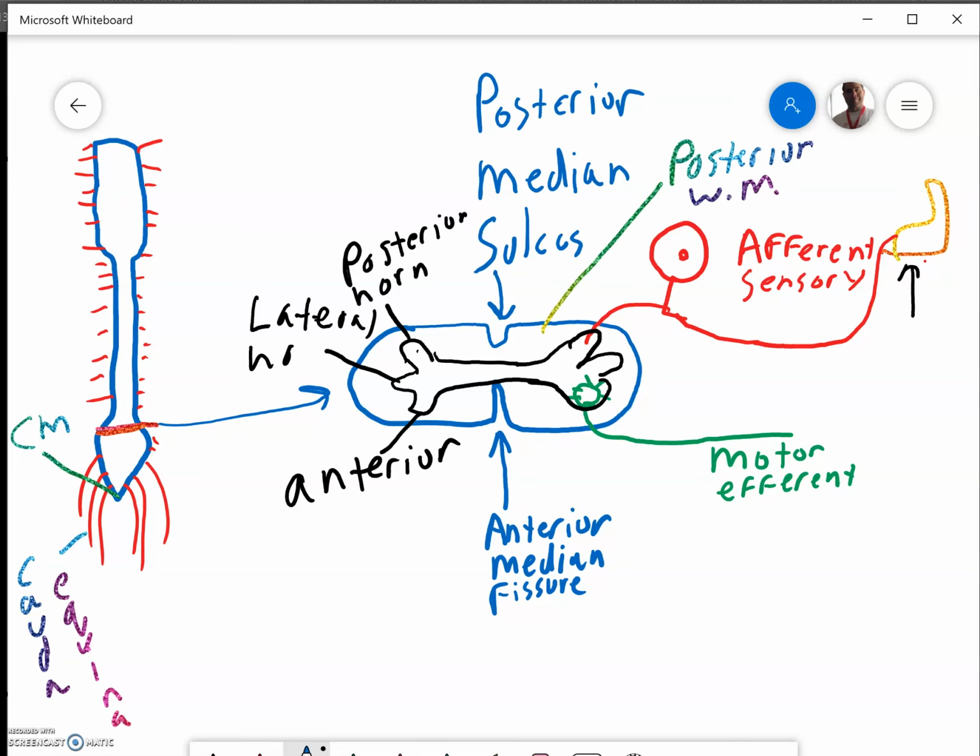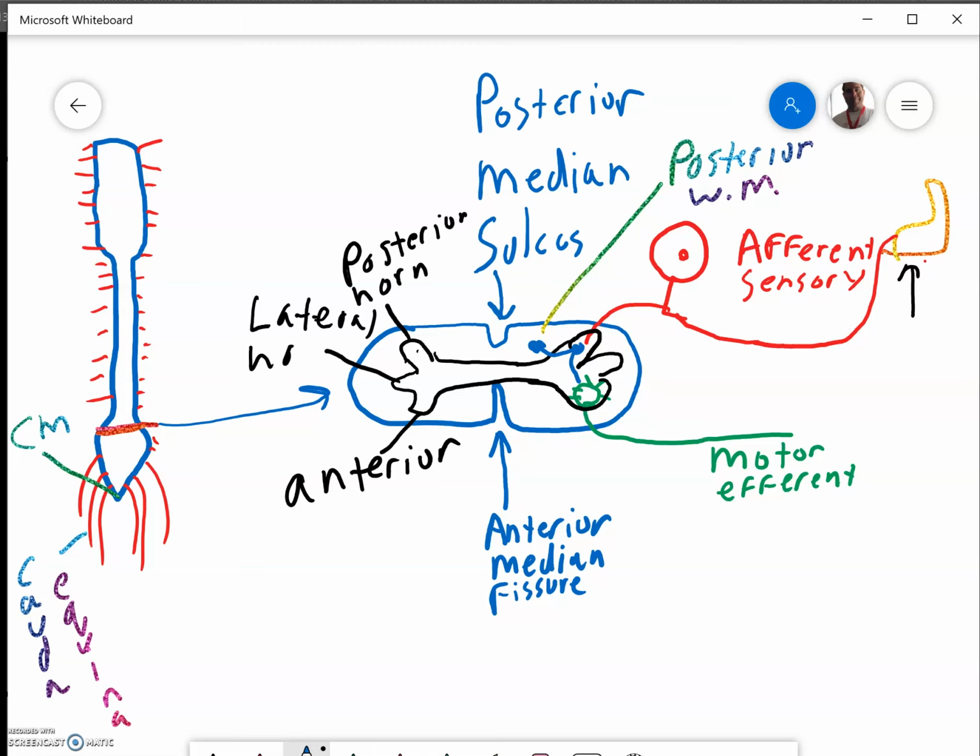afferent signals go into the posterior horn, where they meet integration neurons that can either send a signal to a motor neuron in the anterior horn, or they can go and take signals into the white matter, and these are myelinated axons going up the spine. So that would be a projection track.